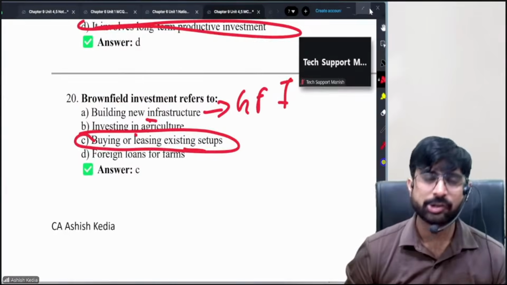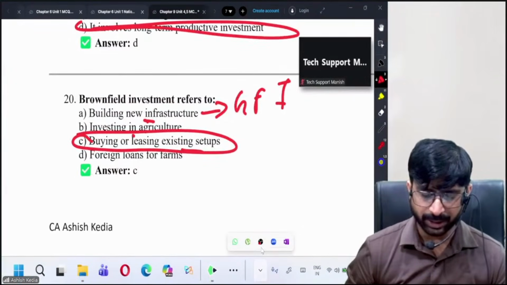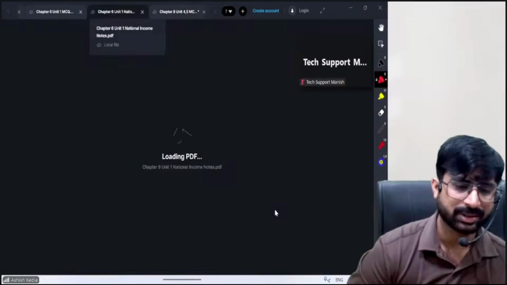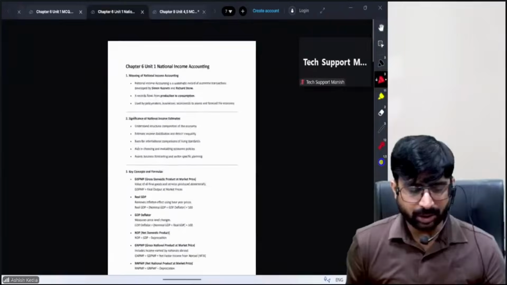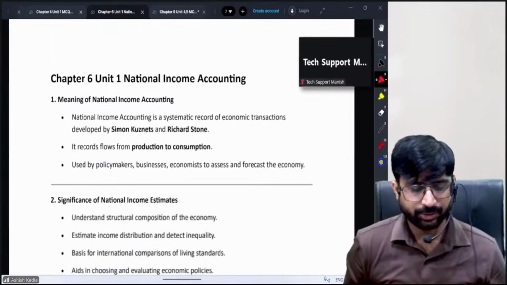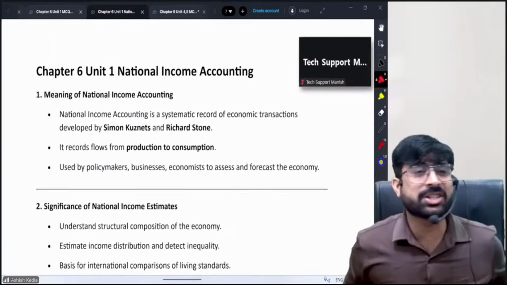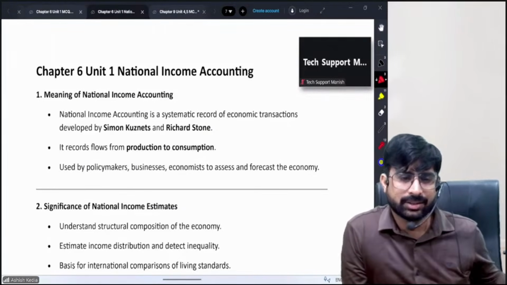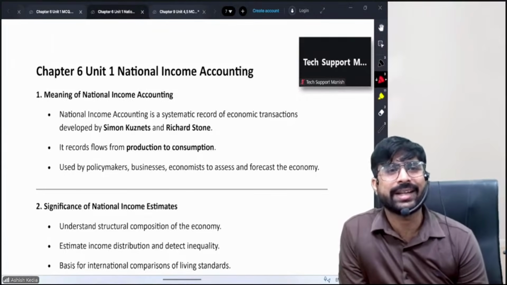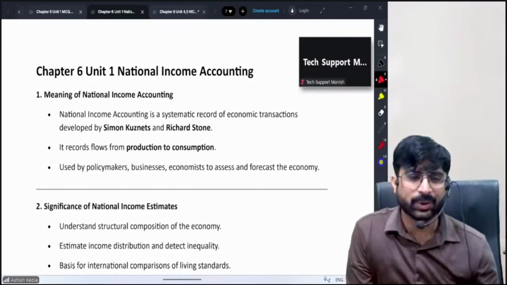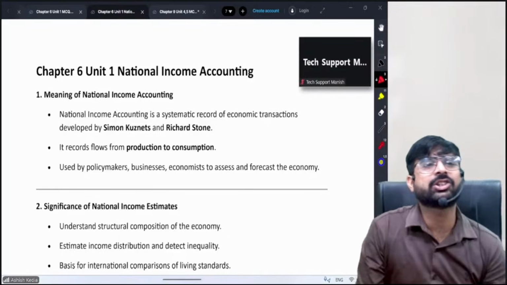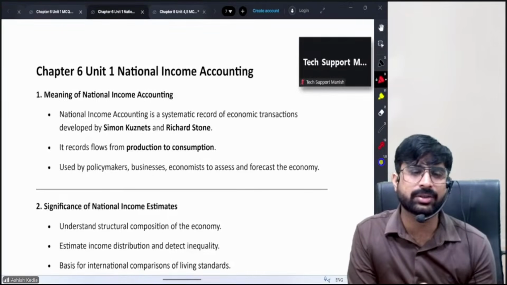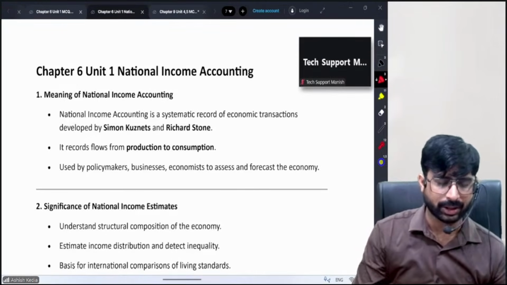So with this, students, your chapter 9 is finally complete. Now, where are we headed next? As per your institute's guidelines, we have completed chapter 9. Today and the next class, the institute has dedicated to national income. That is chapter 6 here. It's a huge unit. We will discuss the most relevant of the items.